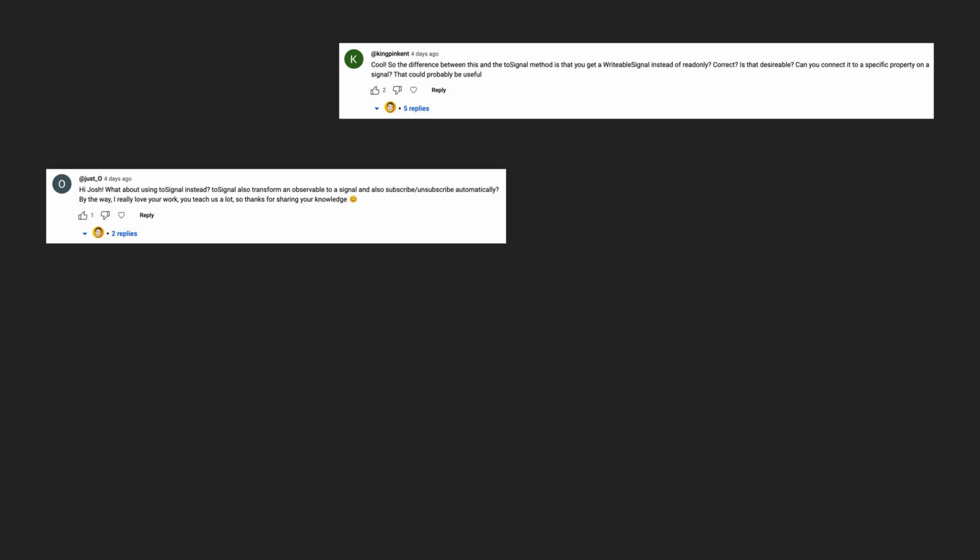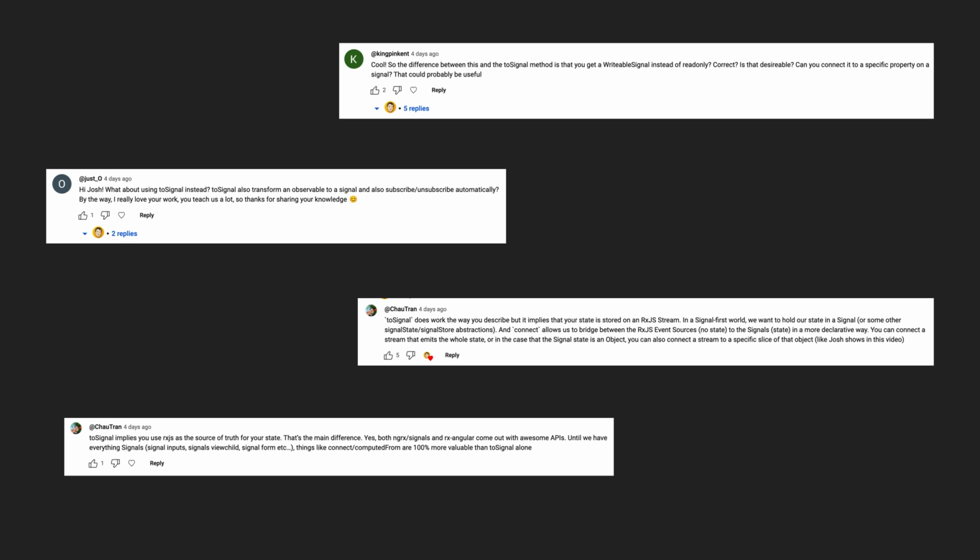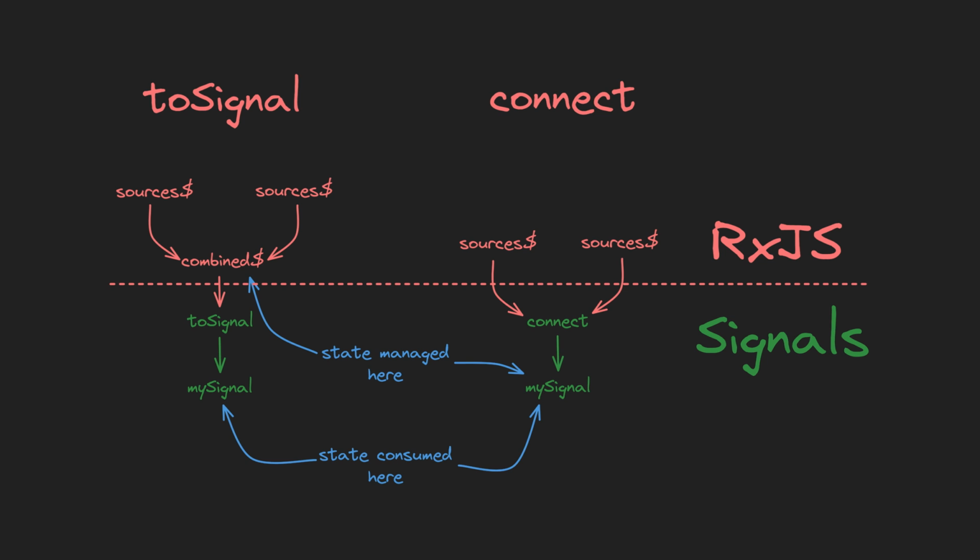A point worth addressing that came up a few times in the previous video was, isn't this just the same as using toSignal to convert an observable to a signal? So there is an important difference here. With Connect, we are taking values from an observable stream and setting them into a signal, which we are using to store state. And this state signal can also be updated by other things as well. With this setup, it is the signal that is handling our state.